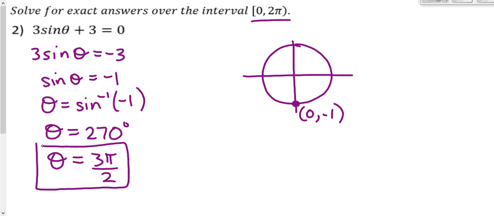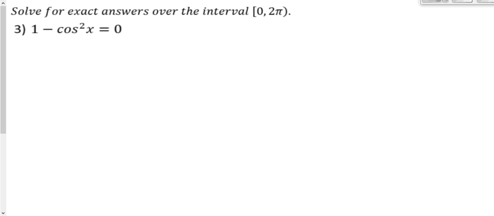Okay, moving on to number 3. We're going to do 5 examples. Here's number 3, 1 minus cosine squared x equals 0. This one is super exciting because we are going to do it 3 ways. How excited are you about that? Okay, so method number 1. Do you recognize that we have a Pythagorean identity peeking at us? Do you remember this one? Sine squared x plus cosine squared x equals 1.